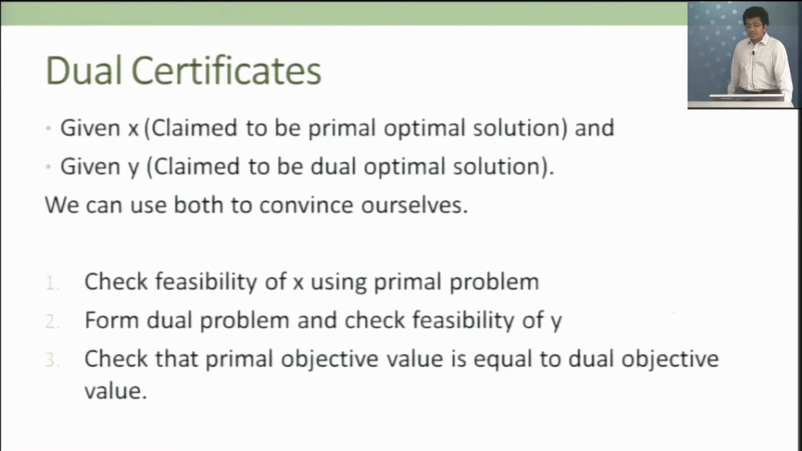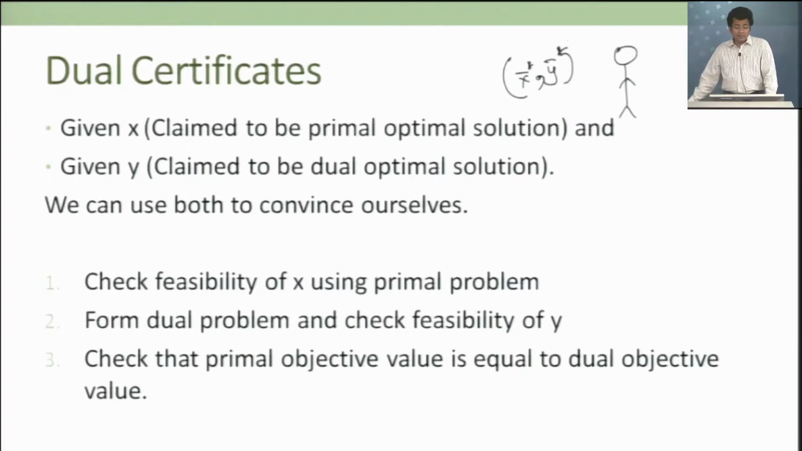Now suppose instead of giving us just X star, the person actually gives us both a primal feasible solution and a dual feasible solution. Suppose the person says, here, take a primal solution and take a dual solution, take both. The person claims X star is the primal optimal and Y star is the dual optimal. How do we convince ourselves?